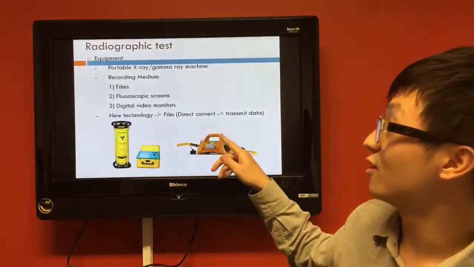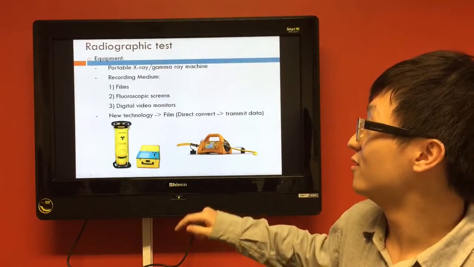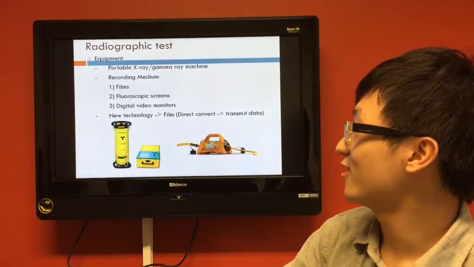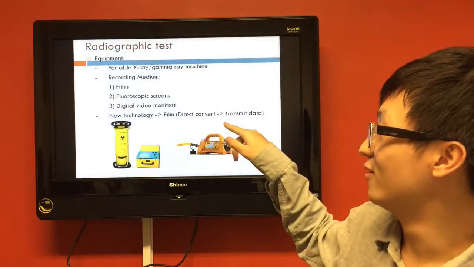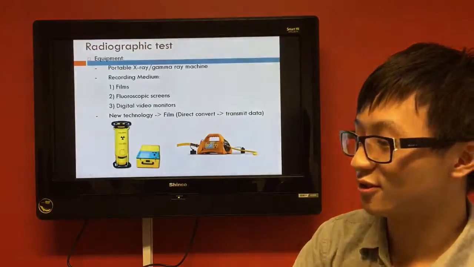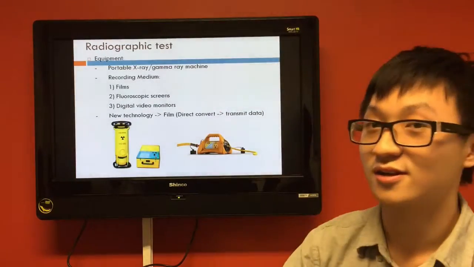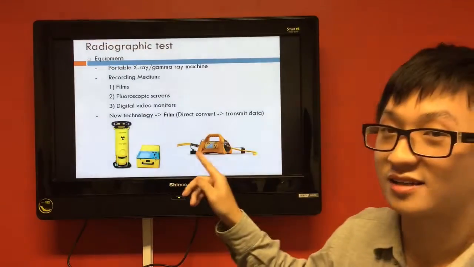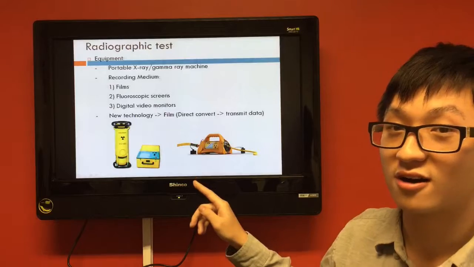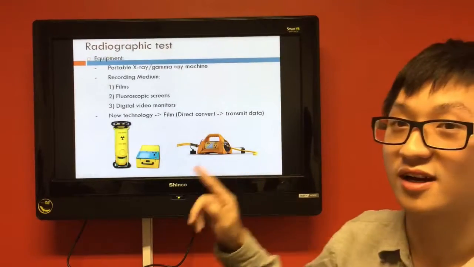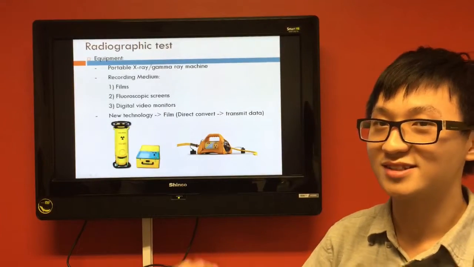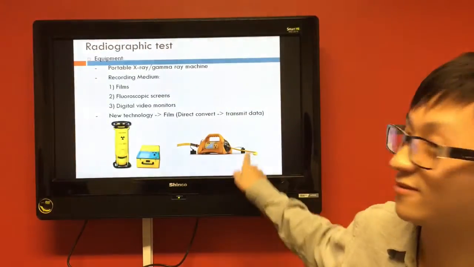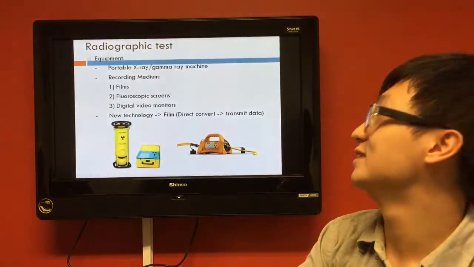Here is some equipment of the radiographic test, including portable X-ray and gamma ray machines, and the recording medium are usually films, fluoroscopic screens, or digital video image monitors. Recently, there is some new technology where the films can directly convert the recorded medium data to the computer and be used for instant analysis. This is the portable X-ray machine and the gamma ray machine photograph.